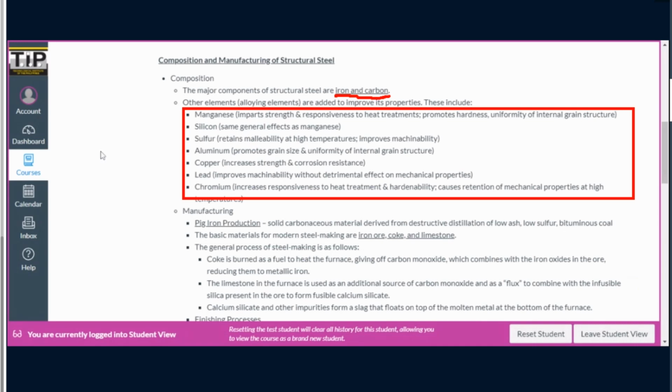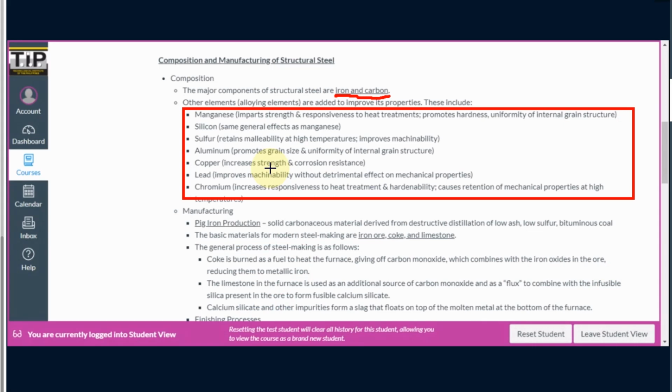Okay. Silicon has the same general effects as manganese. Sulfur retains malleability at high temperatures and improves machinability. So it improves the flexibility of the steel to be used in high temperatures. Next, aluminum promotes grain size and uniformity of internal grain structure. Copper increases strength and corrosion resistance. So this is also important. We do not want our steel to corrode easily. Okay.